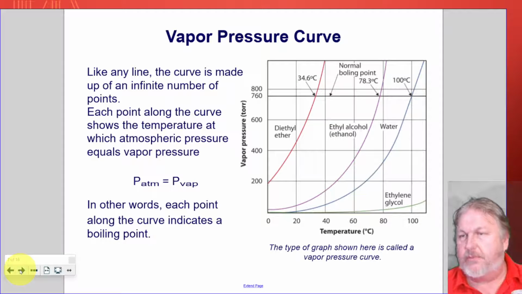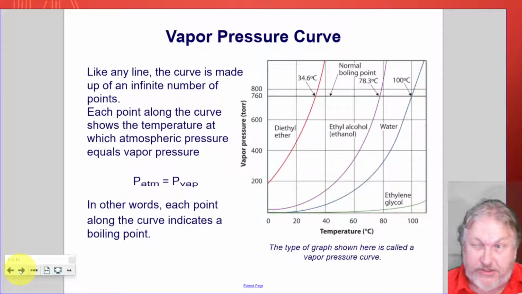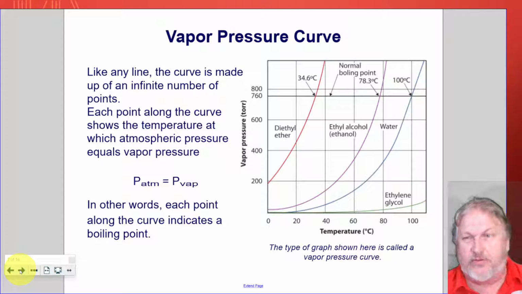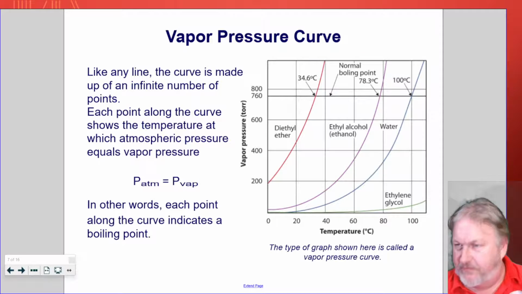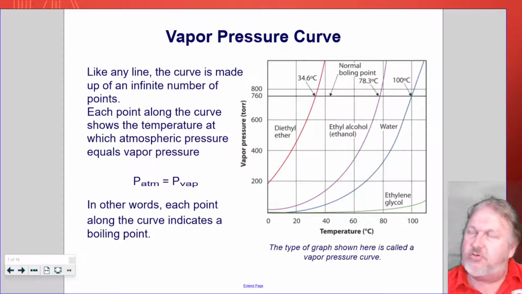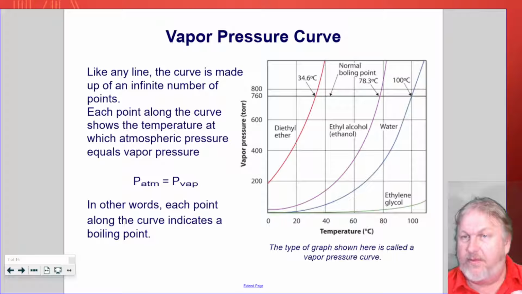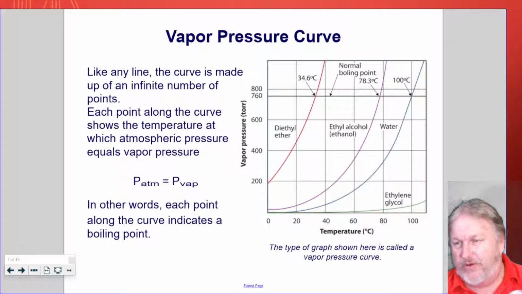Now, these are vapor pressure curves. Back when we had an EOC, you'd probably see one of these on the EOC. Now, these curves are an infinite number of points. You've learned that in algebra. So each point along that curve shows what the temperature is when the atmospheric pressure equals the vapor pressure. So the y-axis is vapor pressure in torr, that's a unit of measurement of pressure, and temperature in degrees C.